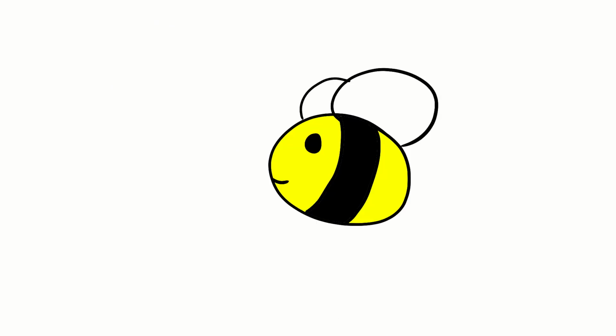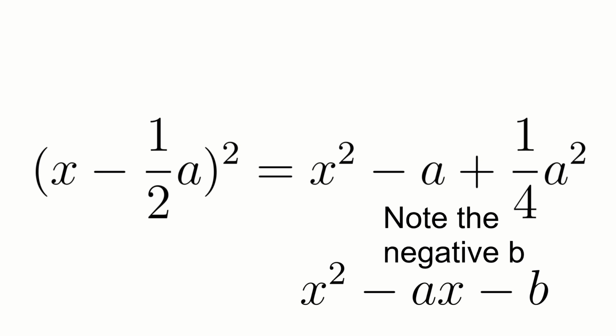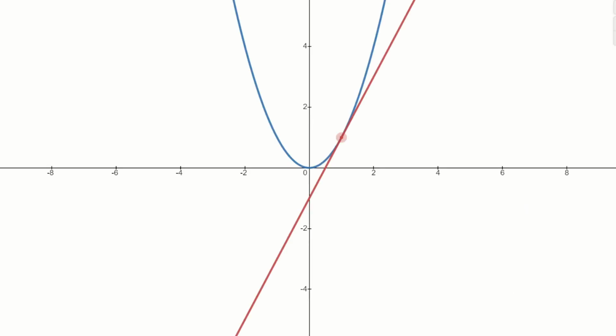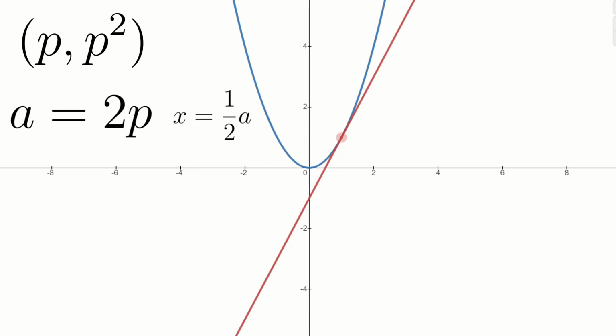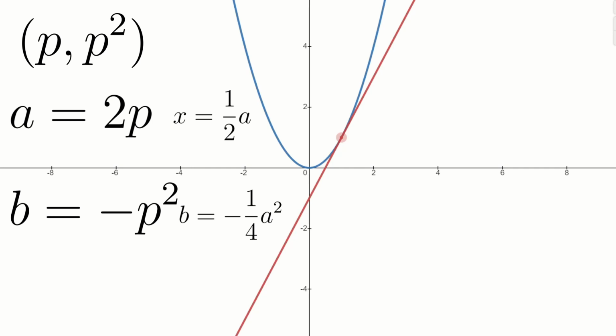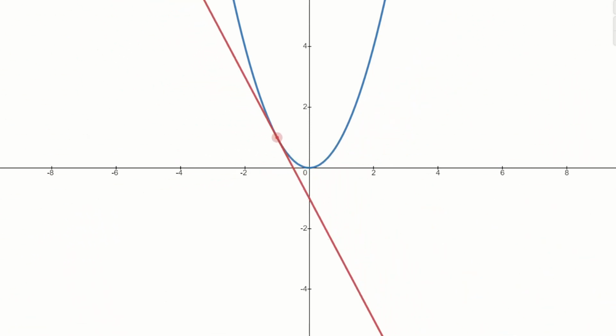We end up wanting this to be x minus 1/2 a, squared, so b would be negative 1/4 a squared. And the intersection point would be when x is equal to 1/2 a. Voila! We now know how to find the derivative of y equals x squared in a most definitely incorrect way, by starting with the slope, adjusting it to a tangent, and then finding where it intersects. If we apply this to the point p squared, a is equal to 2p and b is equal to negative p squared, so we get the line y equals 2px minus p squared. This checks out with other methods of finding derivatives.